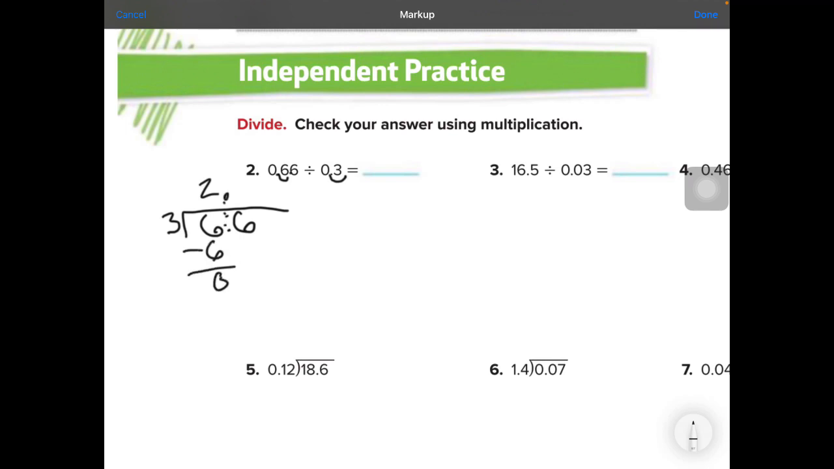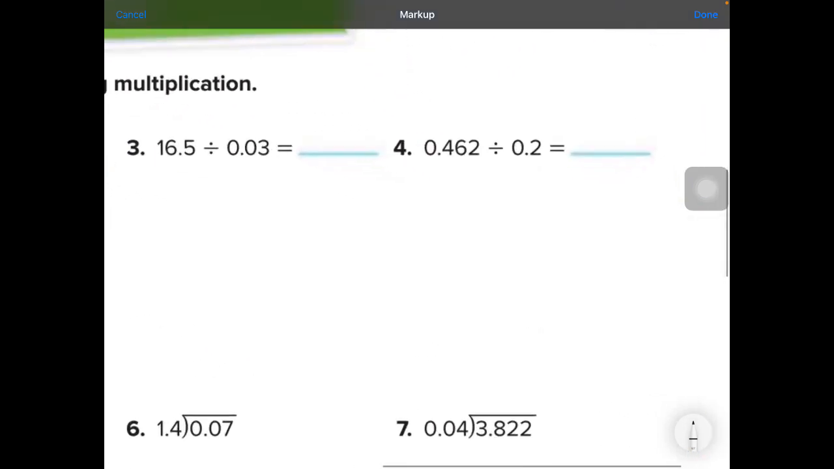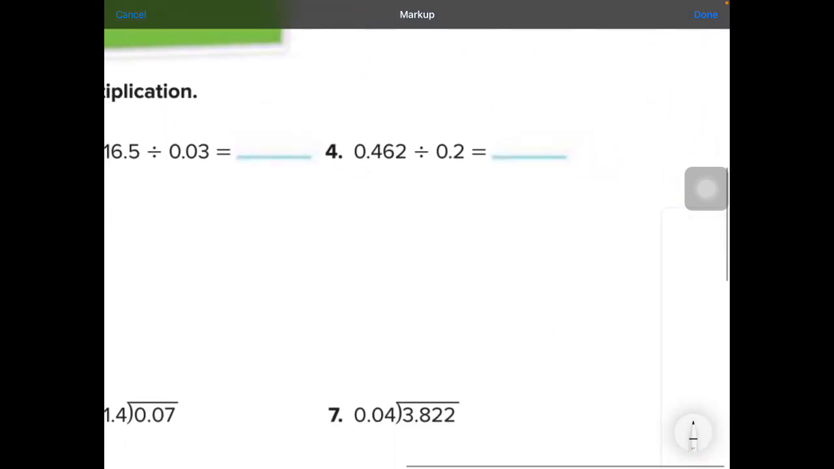3 will go into 6 2 times. 2 times 3 is 6. 6 minus 6 is 0. Dot, dot, dot, dot, splat. Bring that 6 down. 3 will go into 6 2 times. 2 times 3 is 6. So our answer is 2.2.